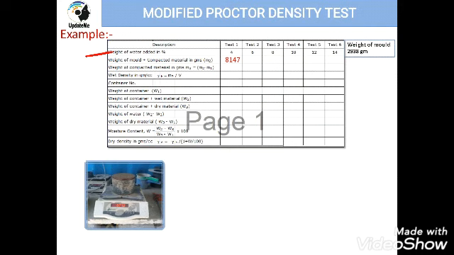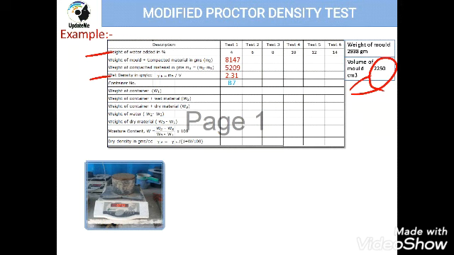So next, what will be the weight of compacted material only? The weight of compacted material will be weight of mold plus soil minus weight of mold. So this one will be 5209 gram. And next, what will be the wet density? Wet density will be weight of soil content in wet condition upon volume of mold. So the volume of mold will be fixed, 2250 cm³. So the wet density will be weight by volume.